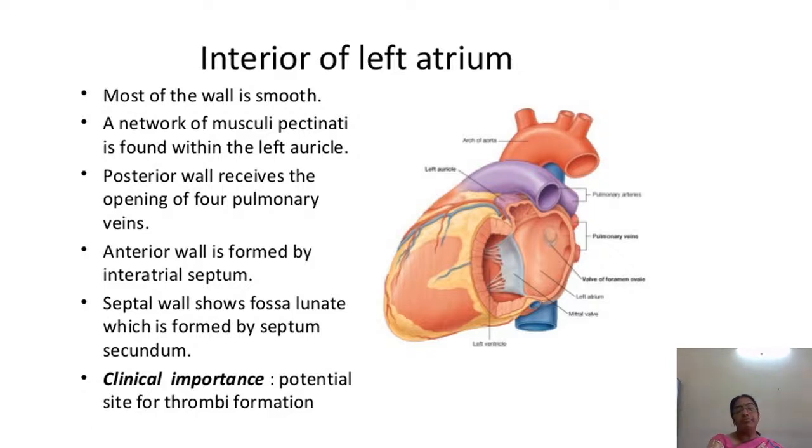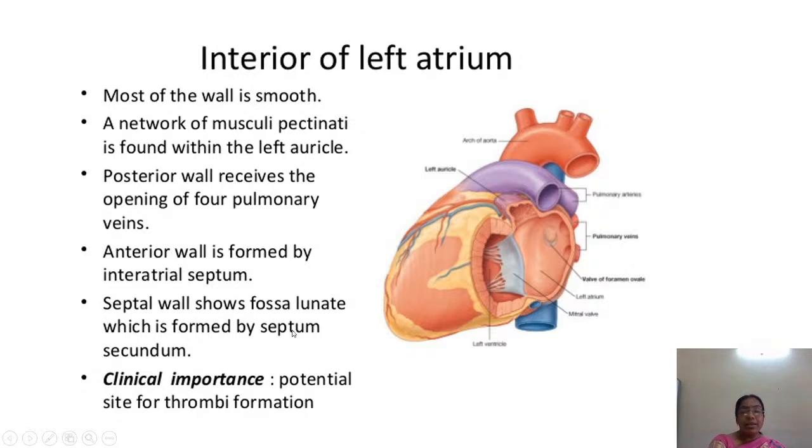Next, the anterior wall is formed by the interatrial septum. As in the right atrium, where there is an anterior wall, a posterior wall and an intermediate wall, here also the anterior wall of the left atrium is formed by the interatrial septum. The septal wall shows a fossa, which is formed by the septum secundum. This is developmental: septum primum, septum secundum.